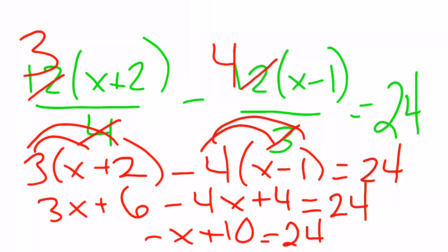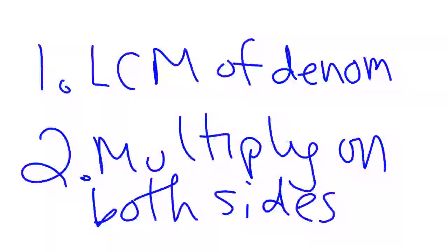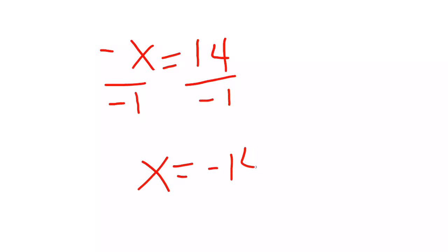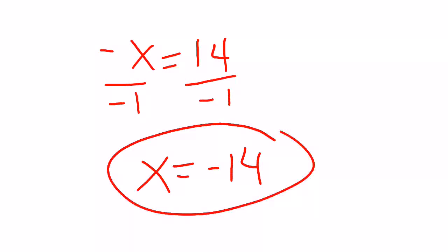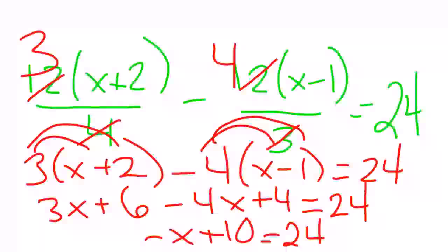Then if I subtract 10 on either side, I will have negative x equal to 14. And if I want to make that x equals, I'll just have to divide by negative 1, and x is equal to negative 14. Nice easy steps. You can clear the fractions. Just remember, find the least common multiple of the denominators and multiply it to either side.